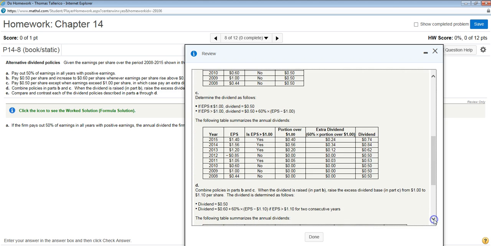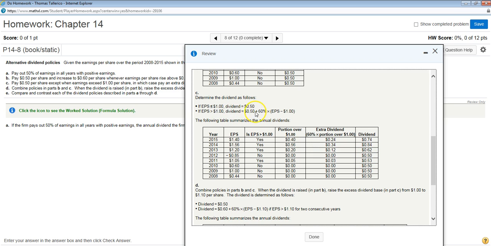All right, for part C, what was the rule that they wanted? Determine the dividend if the earnings per share is less than or equal to $1. The dividend is 50 cents. So you'll notice here, less than $1, less than $1, less than $1, and those are 50 cents. Less than or equal to $1, I should say. So it's 50 cents for all these, 50 cents for this.